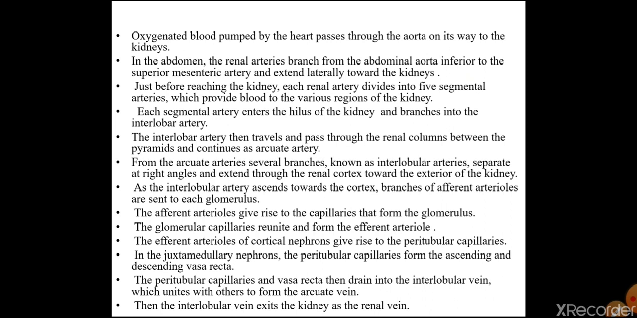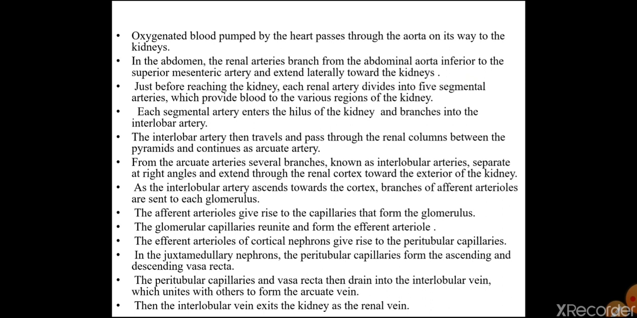Oxygenated blood pumped by the heart passes through the aorta on its way to the kidneys. In the abdomen, the renal arteries branch from the abdominal aorta inferior to the superior mesenteric artery and extend laterally towards the kidneys. Before reaching the kidneys, each renal artery divides into 5 segmental arteries, which provide blood to various regions of the kidney.